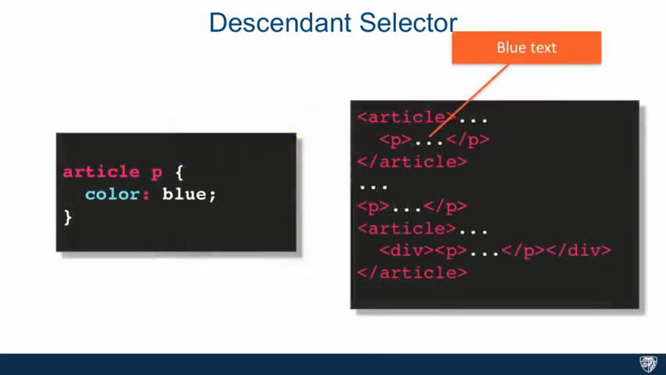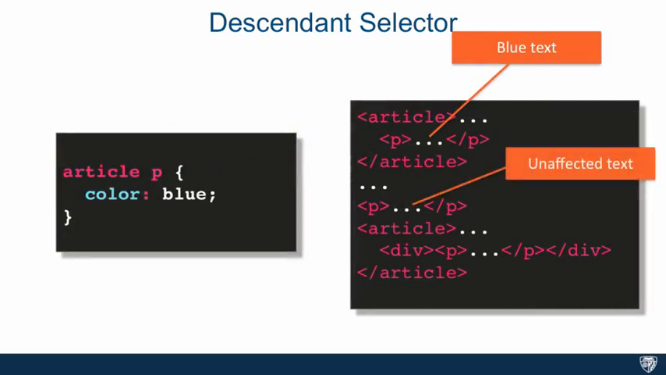So for example, in this case, it is a direct child of an article and the text will turn blue. In this case, it's going to be completely unaffected because it's not inside of an article element altogether. And in this case, it will still turn blue, because even though it's not a direct child of the element, since we're using a descendant selector combination, the p element is still technically inside the article, and will have its text turn blue.